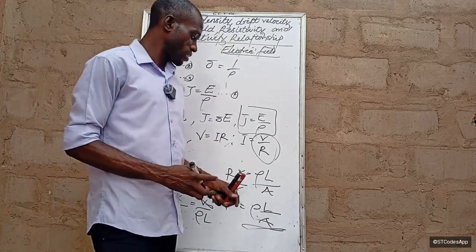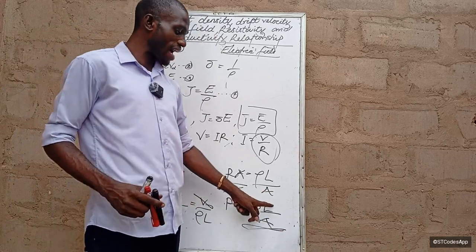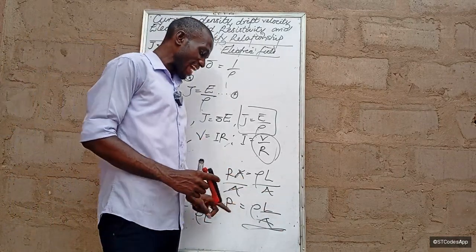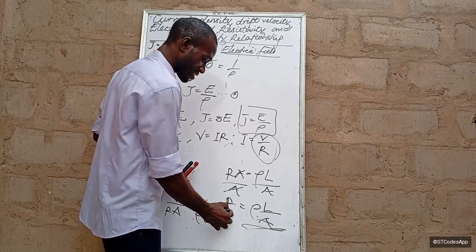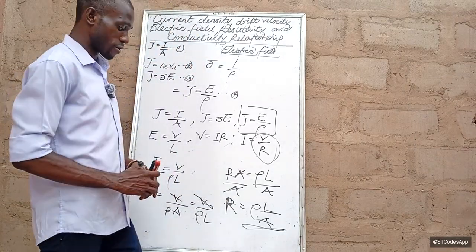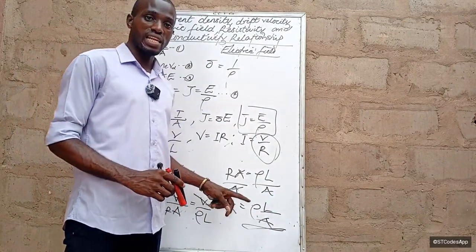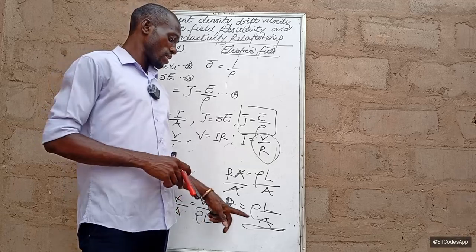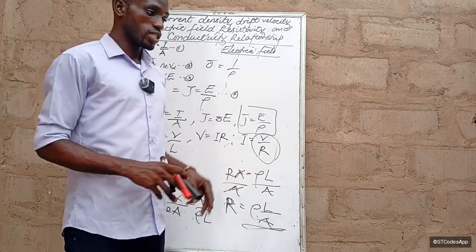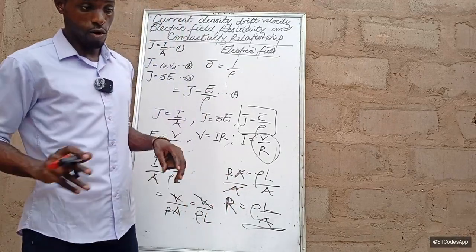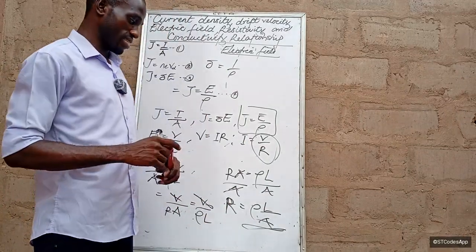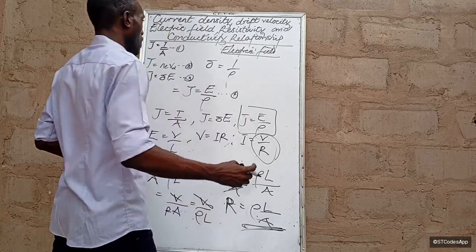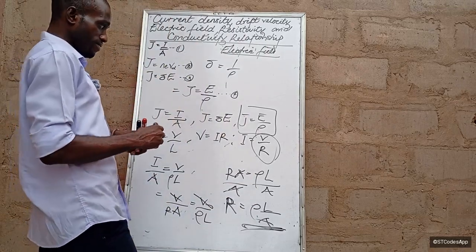What does this tell us? This tells us that the longer the length of the wire, or the longer the conductor, the higher the resistance it poses to electric current. And the lower the length, the lower the resistance. But the higher the area, the lower the resistance, and the lower the area, the higher the resistance. Is that clear? So this is what brings them together.